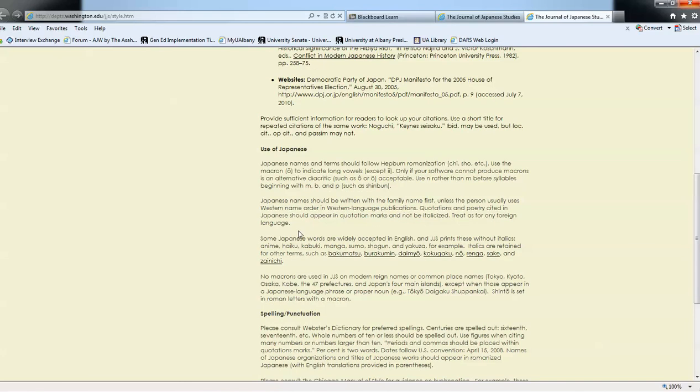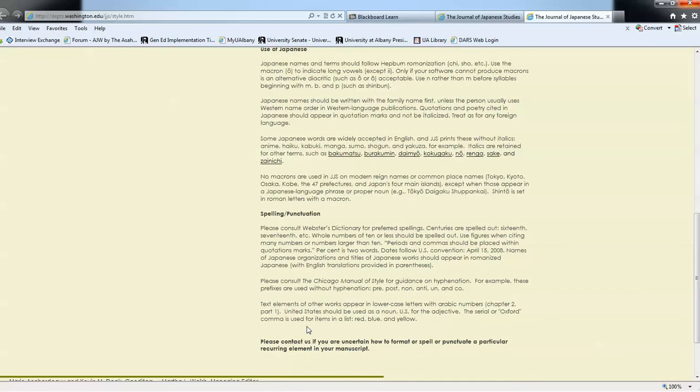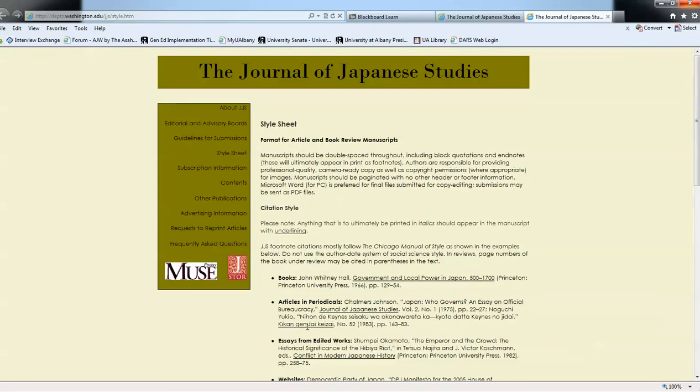And they also tell you that they want specific spelling and punctuation. Now, this is the Journal of Japanese Studies. The Journal of Asian Studies might be a little bit different. Each journal has its own style set.